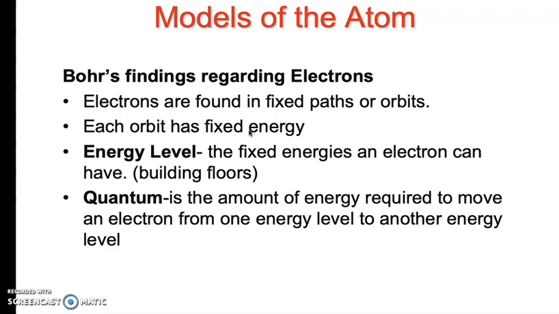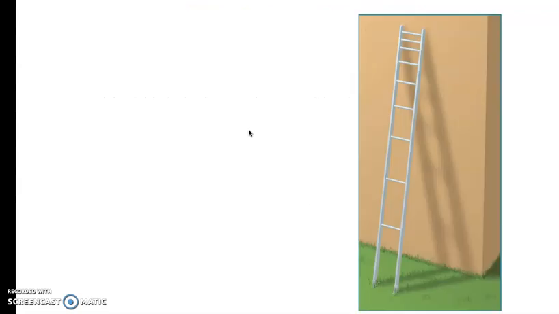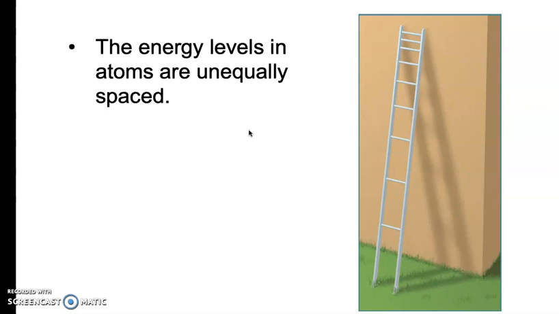An electron cannot move up from one energy level to another one without getting a minimum amount of energy, which is called the quantum. To go from the first floor to the second floor, you need a quantum of energy, a unit of energy. Okay, so let's look at this little ladder here. Notice it's on the grass and it's up on the wall, but the rungs are all different distances. So it's close to the grass. This is called ground state. And then towards the top, we're going to learn something called excited state. And they're all different distances.